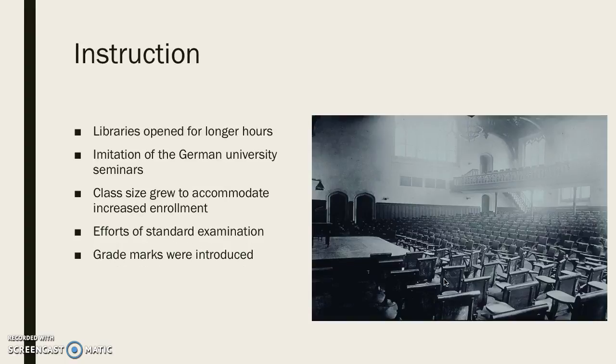Discussion groups became more prominent than lecture-based instruction, which was an imitation of the German university seminars. Libraries opened for longer hours. Class size grew to accommodate the increased enrollment. We see standardized textbooks and exams, written examinations with standardized questions becoming the norm, instructors giving out grade marks as opposed to written statements to students. Courses began having credit hours, which made it possible to transfer between different colleges.